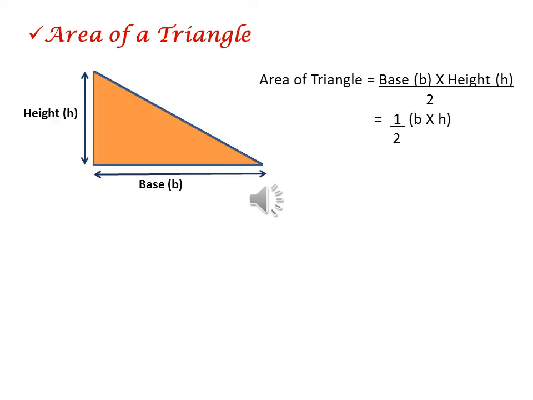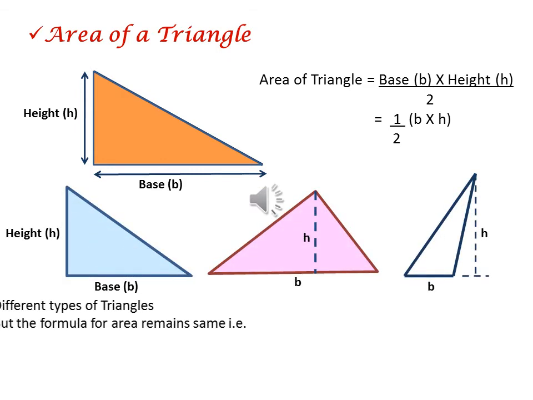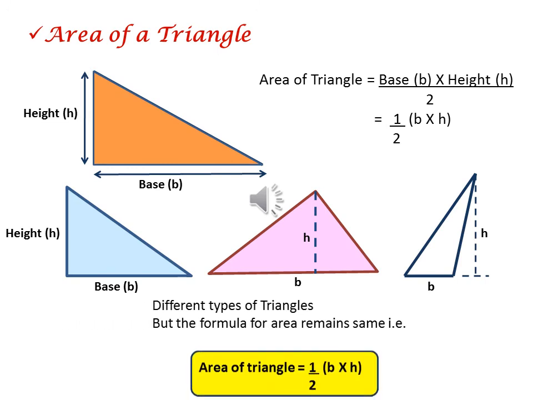So area of triangle will be base into height divided by 2. That is equal to half into b into h. Types of triangles can have different shapes, but the formula for calculating the area will remain the same. That is equal to b into h divided by 2.